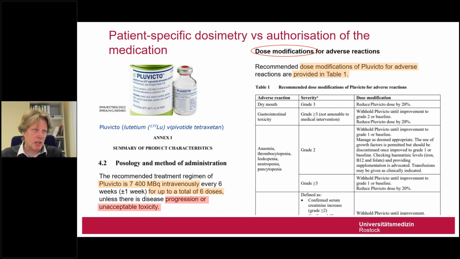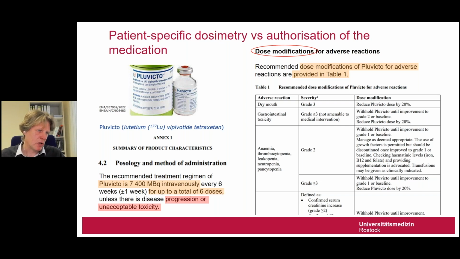Pluvicto is approved by the FDA and by the EMA, and has to be used with a fixed treatment regime of 7.4 gigabecquerel, 6 cycles every 6 weeks. And there are recommendations on what to do in case of toxicity, but dose values are not given. So the doses applied to the tumors and the doses applied to the organs at risk are not described as a parameter to take care of.